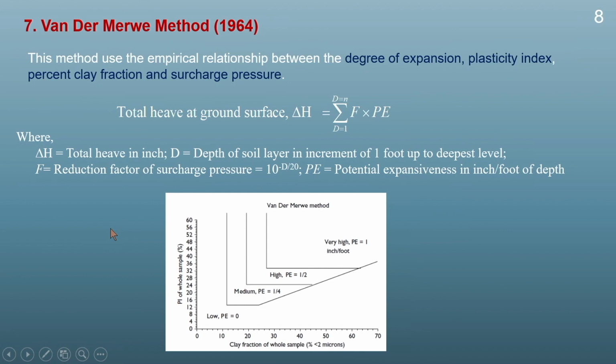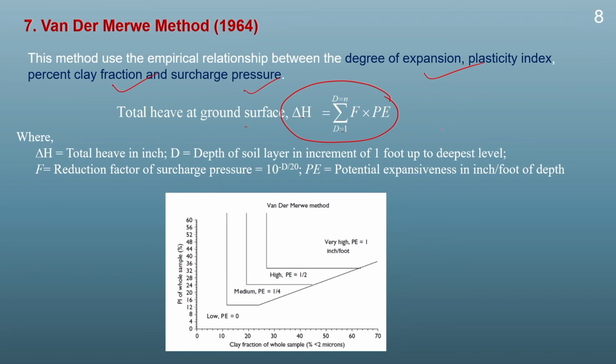The next method used was the Merwe method, which was given by Merwe in 1964. This method uses the empirical relationship between the degree of expansion, the plasticity index, the percentage clay fraction and the surcharge pressure acting on a soil. In this method, the total heave on a ground surface can be determined using this equation. The total heave at the ground surface, delta H, equals the summation of F into P from D equals 1 to D equals N.